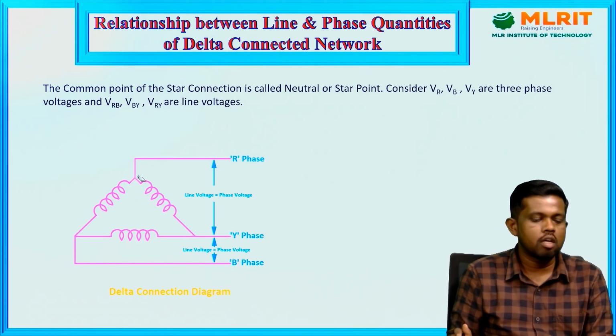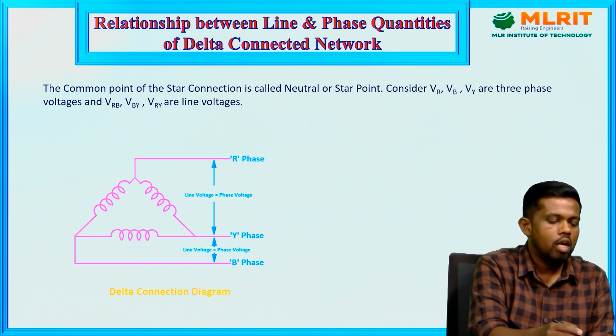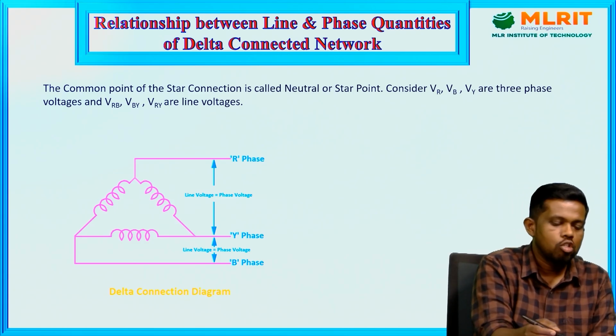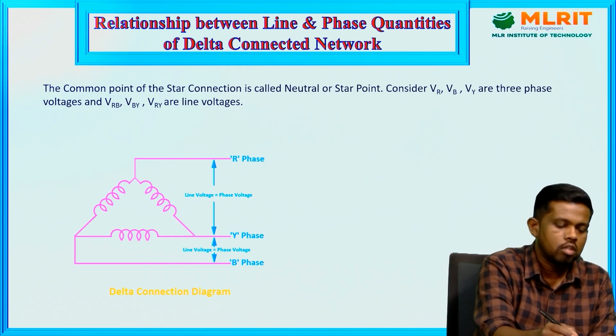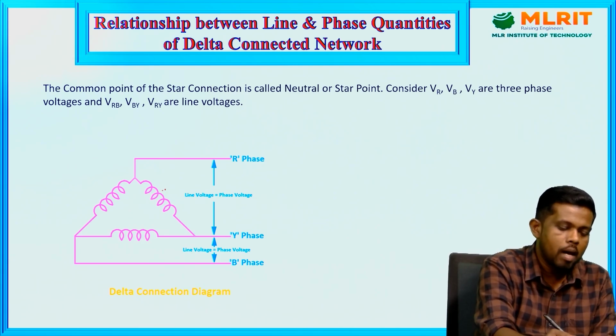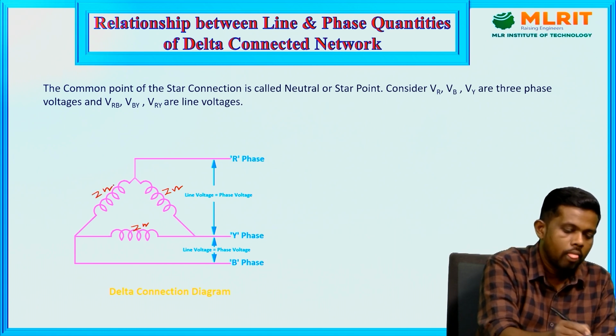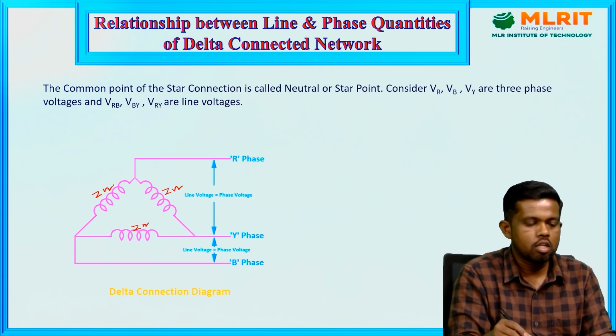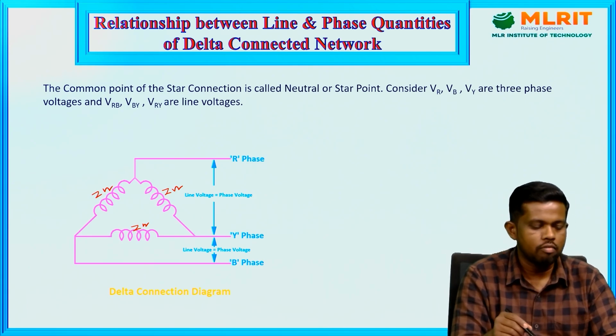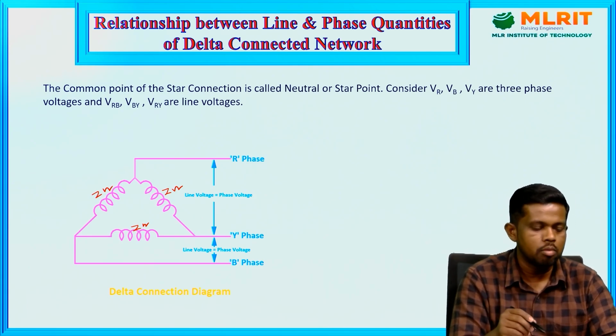Let us consider the balanced delta network. How do I say balanced? It means each and every phase offers equal impedance, so based on that we can say it is a balanced delta network. It is Z ohms, this one also Z ohms, and this one also Z ohms. First of all, we need to represent the voltages and currents of each and every phase.